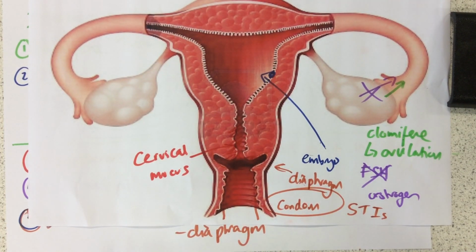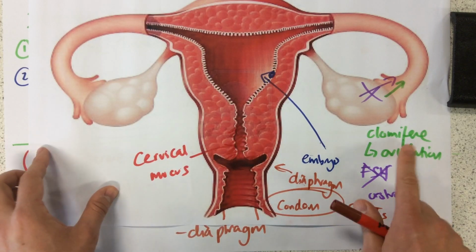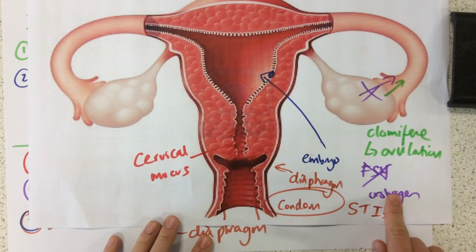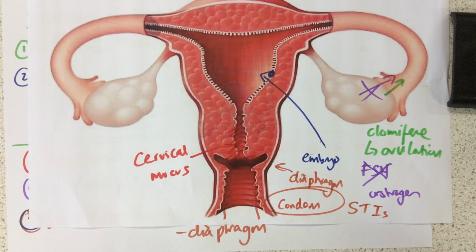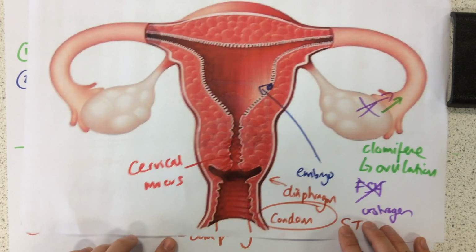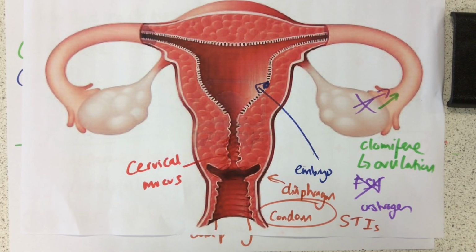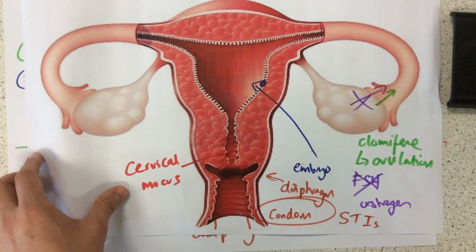And the negative side about some of these hormones, for example, using estrogen or progesterone, is it can really affect acne, and it can also cause problems with mood swings as well.